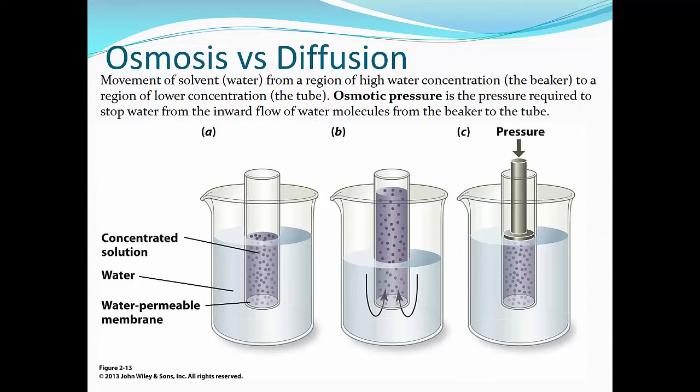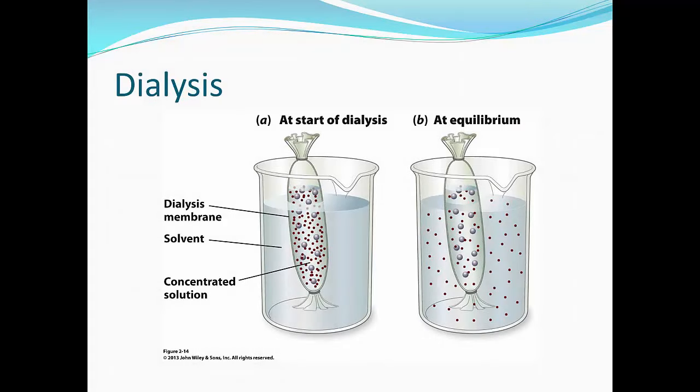Eventually, so much water moves into the membrane that there is so much pressure that we reach a movement equilibrium of water in and out of the membrane. And this pressure is what we call the osmotic pressure. Diffusion, on the other hand, is when solutes can freely cross the membrane.